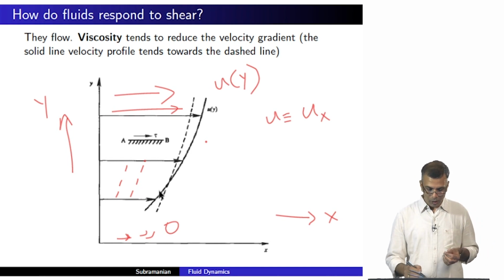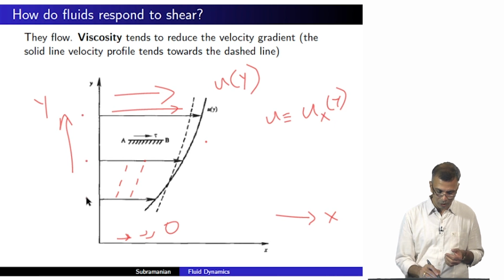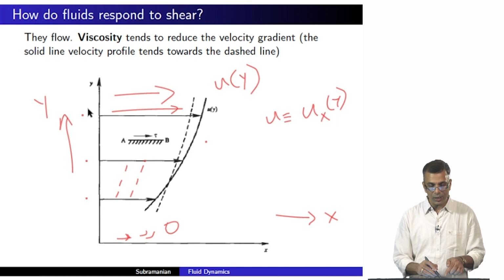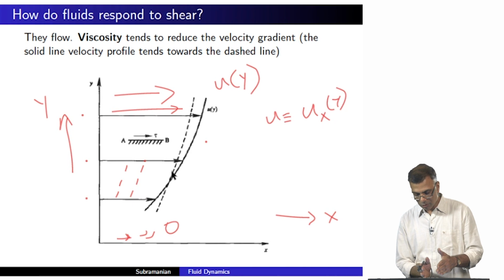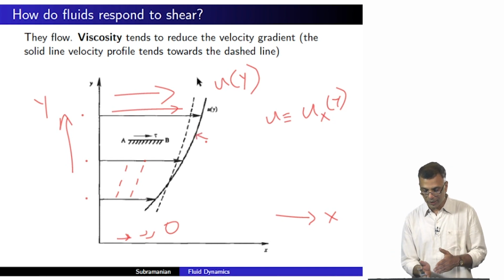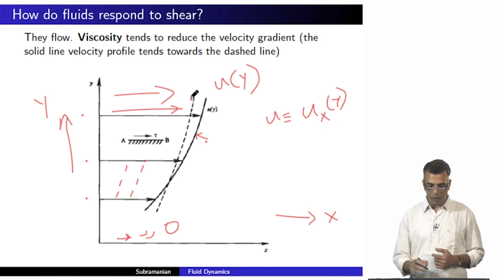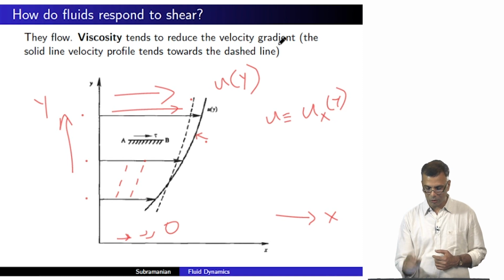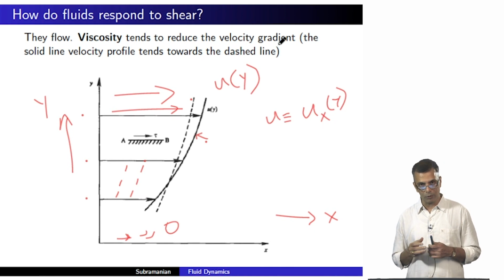In other words, if there is a velocity gradient, if there is a ux as a function of y, you see the ux is large here, not so large here, even smaller here, so on and so forth. If there's a gradient in ux as a function of y, viscosity tends to reduce that velocity gradient. So this solid line would have been the original profile, and that tends towards this dotted line here. And so this is what viscosity is all about. Viscosity is that phenomenon which tends to reduce the velocity gradient, and this is something that's peculiar to fluids.